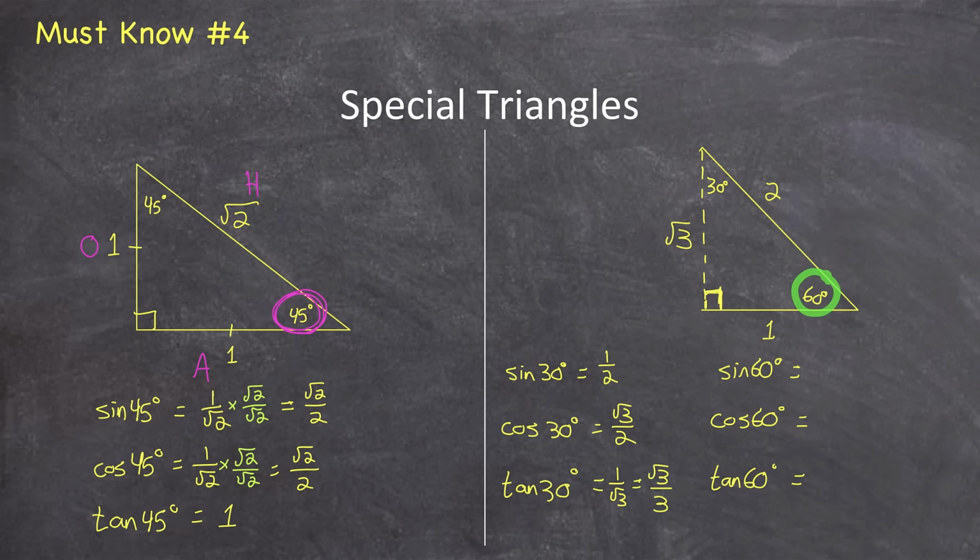Now, if we make 60 the reference angle, sine of 60 would be opposite over hypotenuse, so root 3 over 2. Cos of 60 is adjacent over hypotenuse, so 1 over 2. And tan of 60 is opposite over adjacent, which is root 3 over 1, which is just root 3. So there you go. If you ever want a primary ratio for either 30, 45, or 60, you can use your special triangles to find the exact values of those ratios.